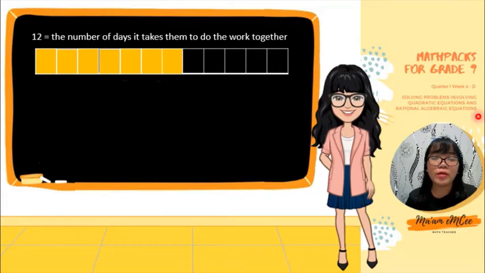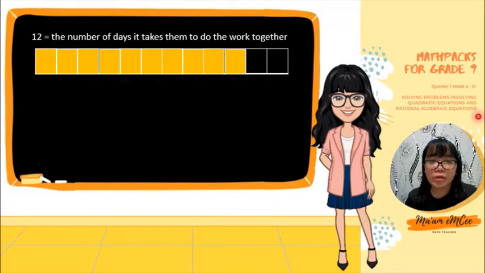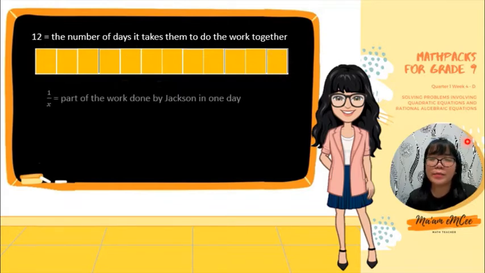And then this will be on the 7th day, 8th day, 9th day. On the 9th day, they will be finishing 9 out of 12 or 9/12 of the job, and that is equal to 3/4 or 75% already of the total work. And then this will be on the 10th day, 11th day, and then during the 12th day, they will be finishing the total job already. So they finished within 12 days.